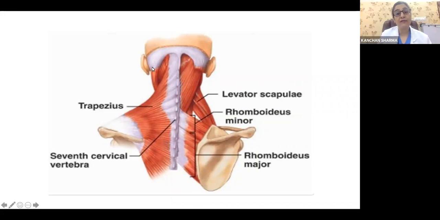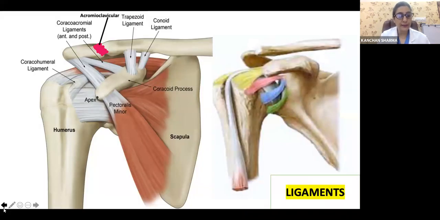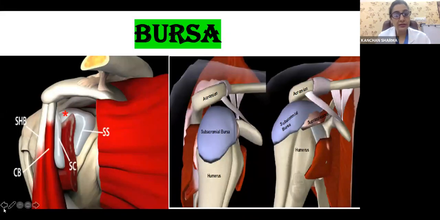So if you have a spinal accessory nerve entrapment, what will happen? The patient will not be able to shrug the shoulder. Okay, this you will be learning, but just have an orientation of all the muscles which are present around our shoulder joint. Okay, so muscles we have learned, all the parts of the bones we have learned.